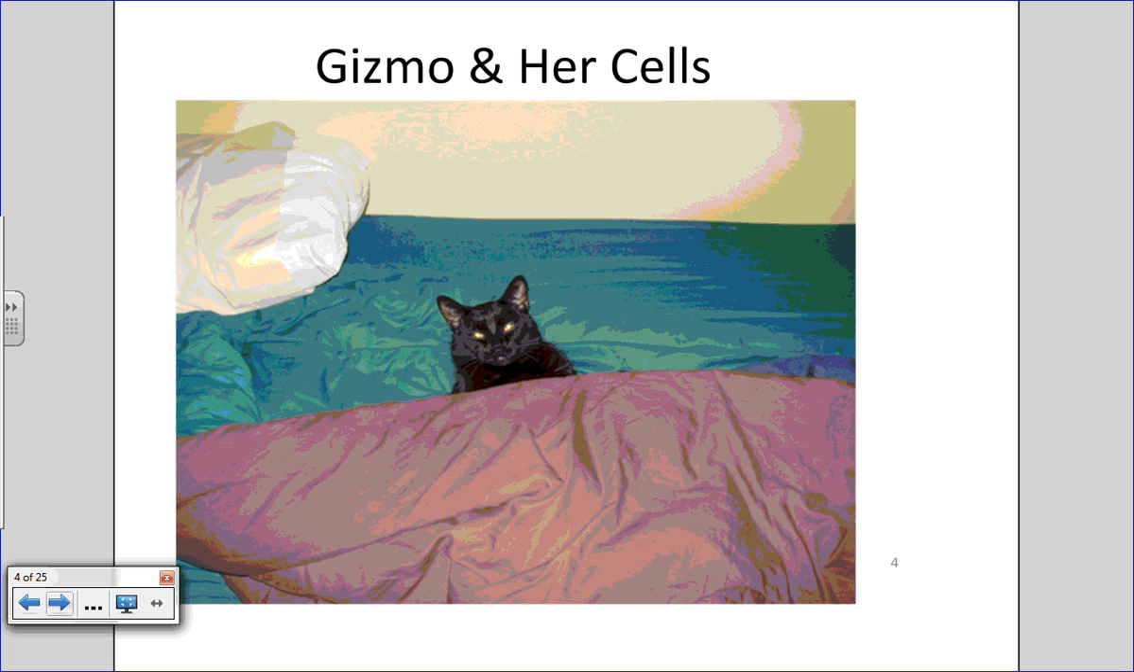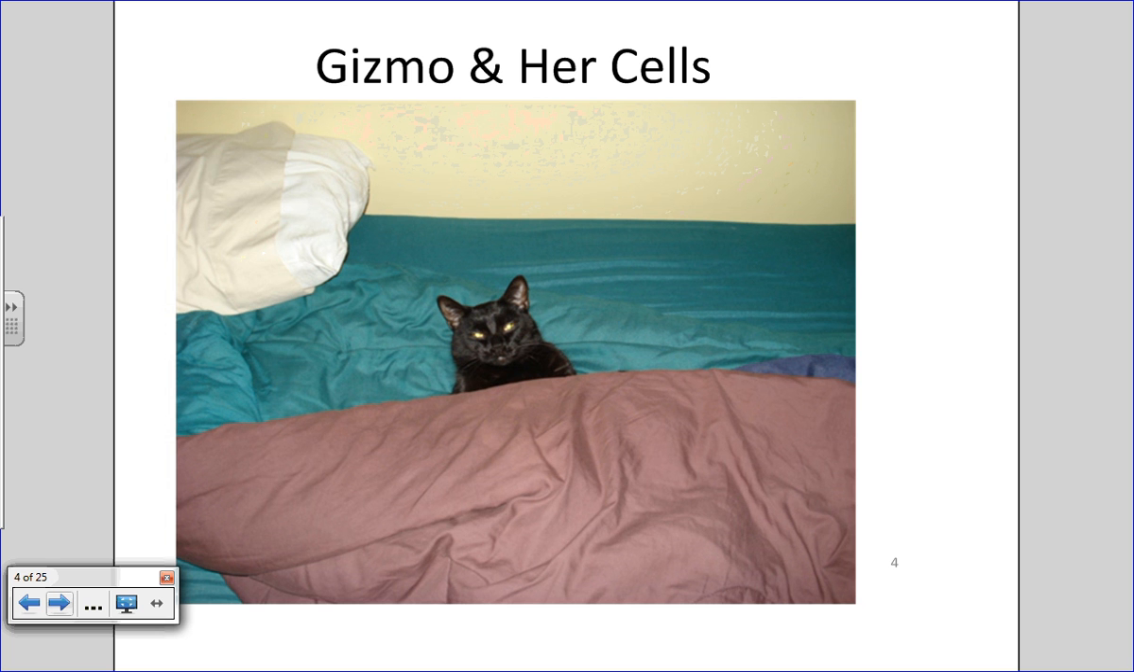Okay, so I mentioned earlier, this is my crazy cat Gizmo. As I mentioned earlier, Gizmo has nerves just like we do. She has skeletal muscle tissue just like we do. She has a liver just like we do. She has a stomach just like we do. She has epithelial cells just like we do.